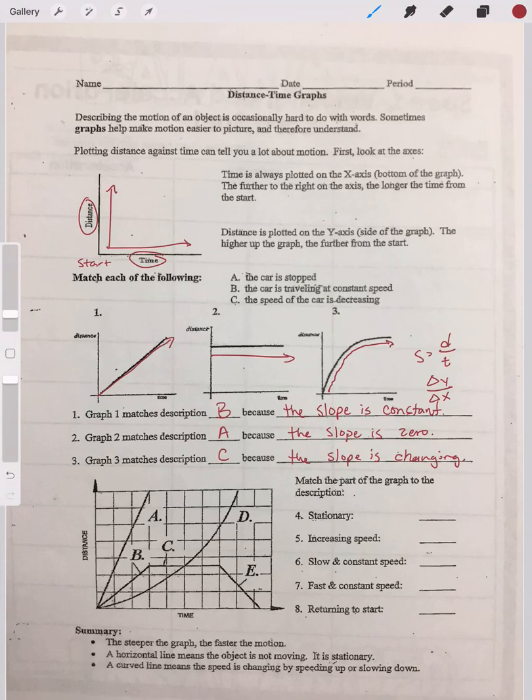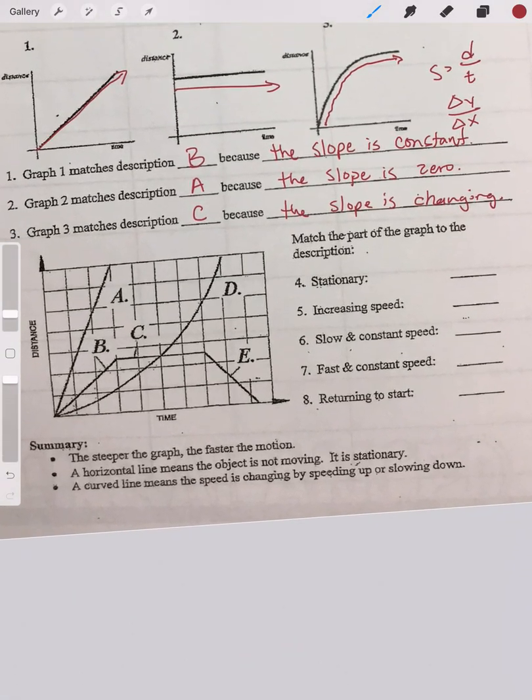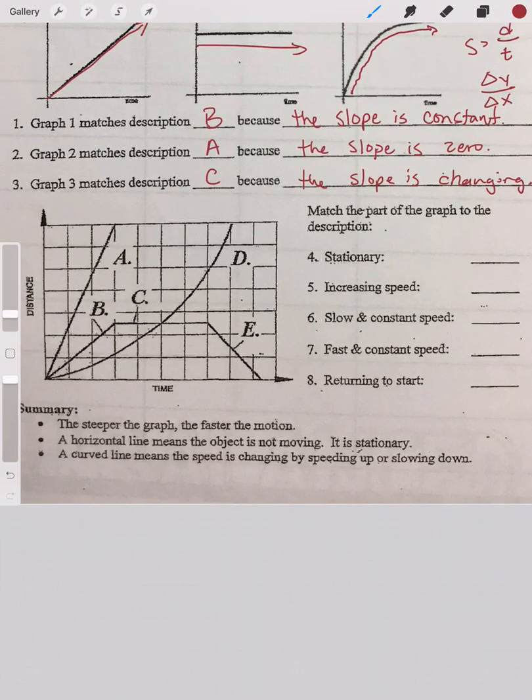So let's look at another example here. It says match the part of the graph to the description. Which one of these do you think would describe when an object was stationary? If you chose C, you are correct. Because there is no change in the slope here, there's no slope at all. Slope equals 0. This object is not moving.